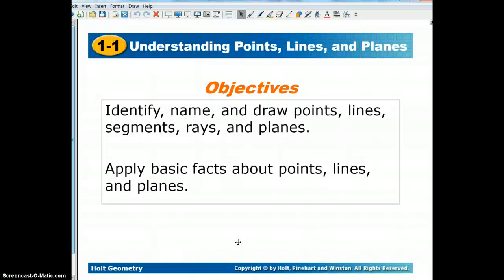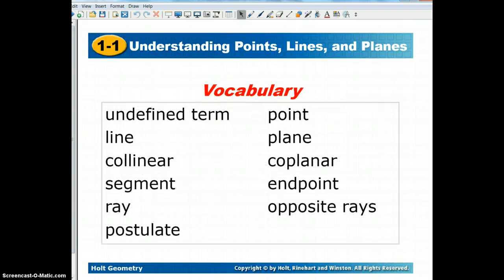Our objectives today are to identify, name, and draw points, lines, segments, rays, and planes. We will also learn how to apply basic facts about points, lines, and planes. A lot of vocabulary in today's lesson, and we will be going over all of these.